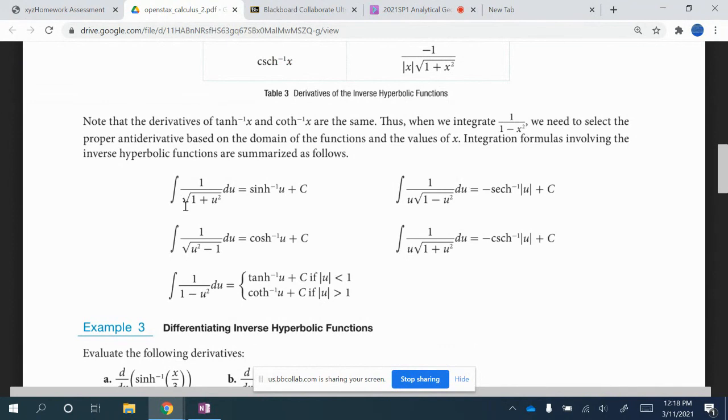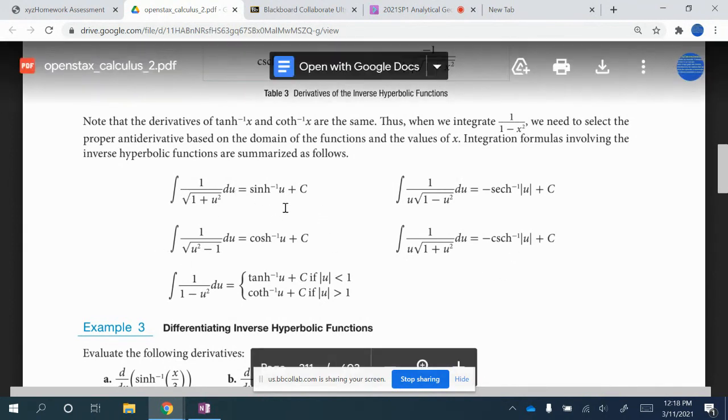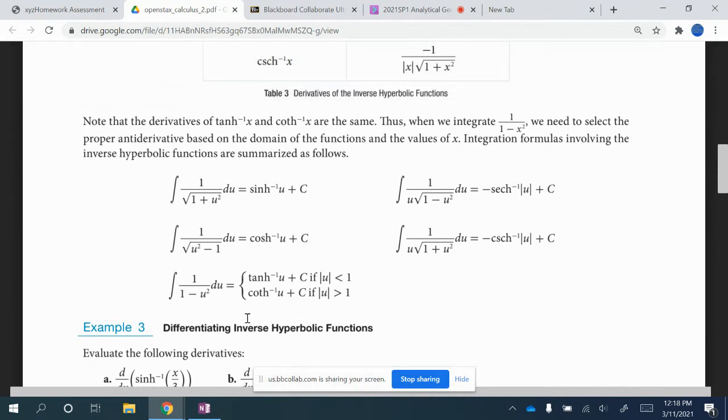You'll notice that in my denominator, for all four of these formulas, I have radicals. For this formula, 1 divided by 1 minus u squared du, I have no radical in the denominator. So this is the formula that I'm going to use. But notice my denominator is in this form, 1 minus u, whatever u is, squared.